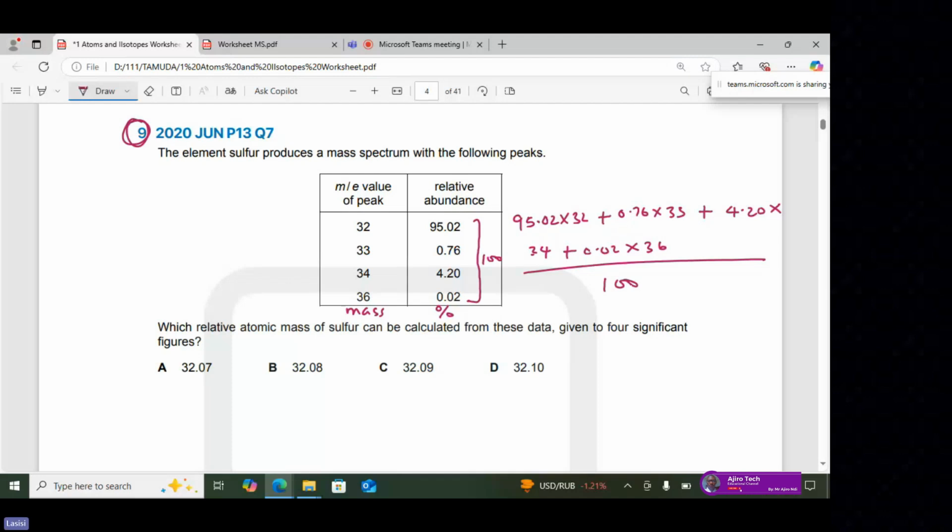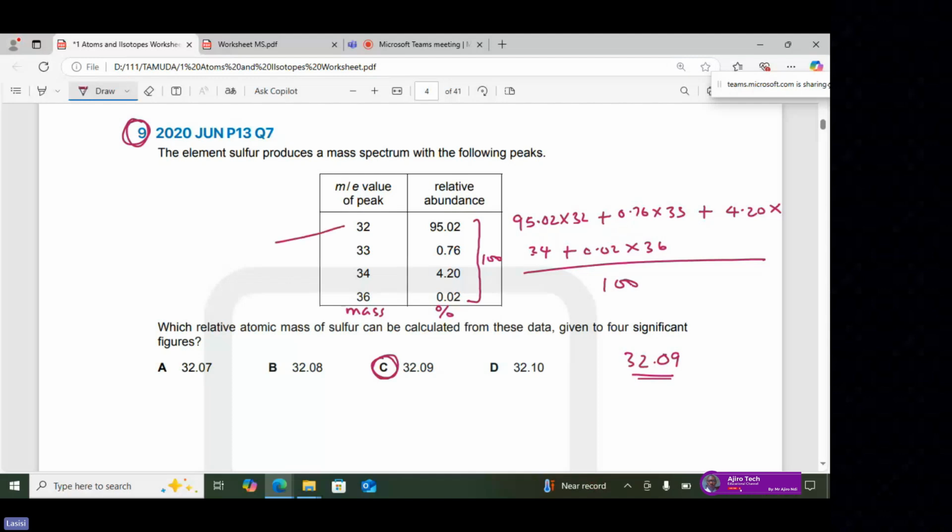Just a second, let me also do it on my phone here. I'm getting 32.09. Yes, exactly, and the answer is C. It's just a matter of mass times abundance.